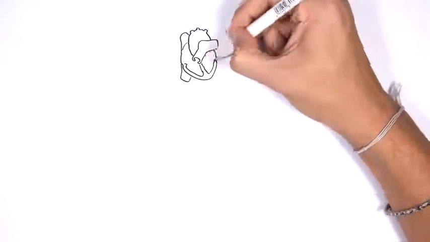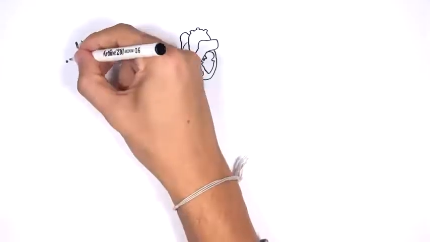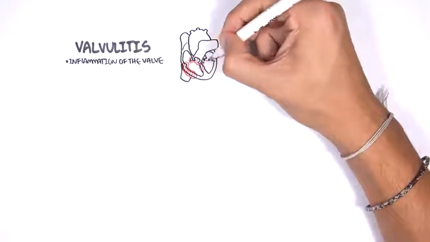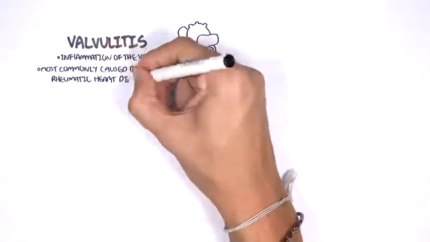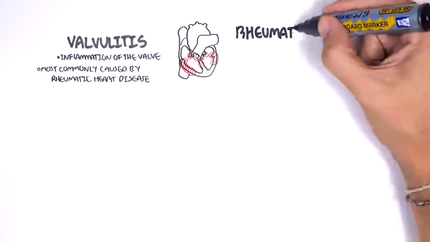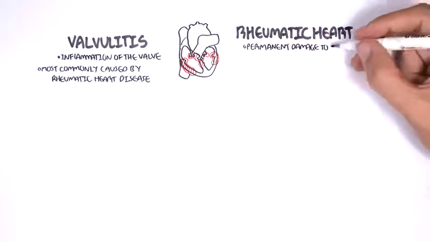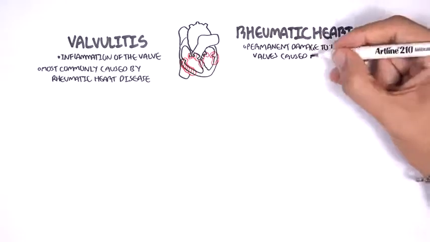Another cardiovascular disease category is valvulitis, or more specifically inflammation of the valves, or more specifically valvular disease of the heart. So inflammation of the valve, the most common cause is rheumatic heart disease. Let's focus on rheumatic heart disease. Rheumatic heart disease is where there is permanent damage to the heart muscle, mainly the valves, caused by rheumatic fever.